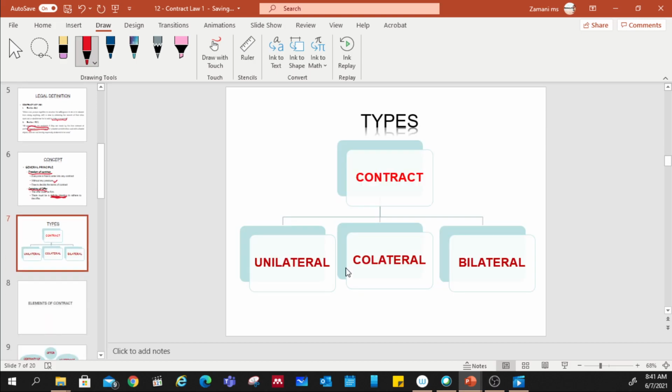Okay, there are three types of them. The first one is unilateral. Unilateral means that it is only to one person, one-sided.